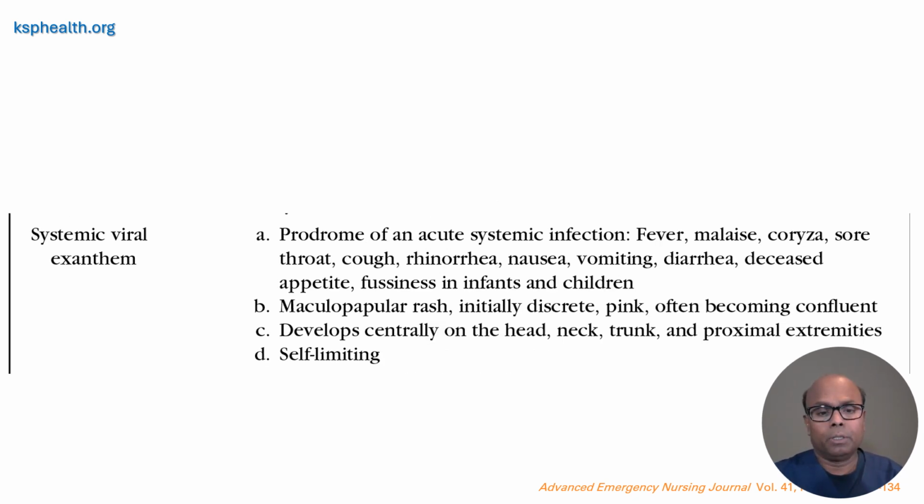Second most common is systemic viral exanthem. They often have a prodrome of fever, malaise, coryza, sore throat, cough, rhinorrhea, nausea, vomiting, diarrhea. Then they develop maculopapular rash, initially discrete, pink, often become confluent. Develops typically centrally on the head, neck, trunk, and proximal extremities. It's usually self-limiting.